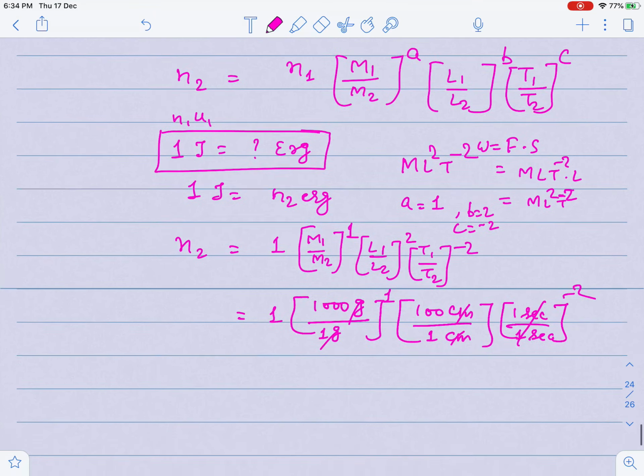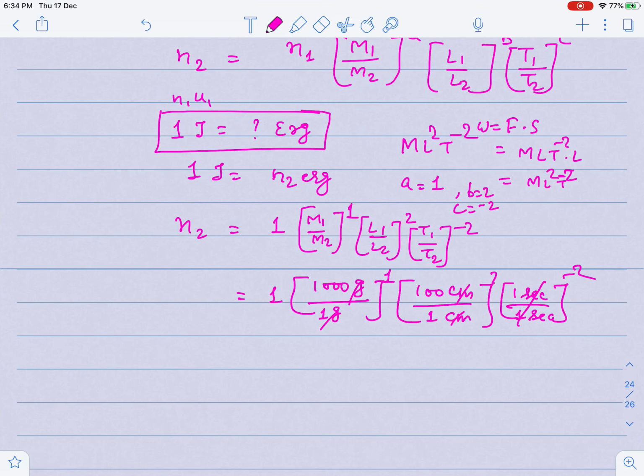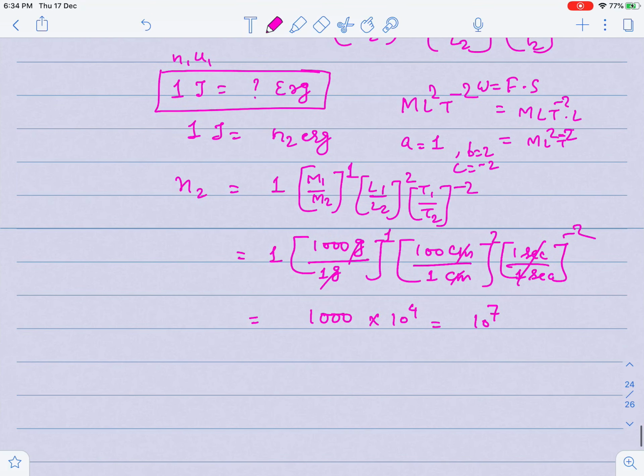Now, guys, gram and gram, centimeter and centimeter cancel, so this and this is squared. Don't forget to write the square, otherwise it will be the same as a fourth dimension. This is 1000 into 10 raised to the power 4, I can say, because 10 squared whole squared, 10 raised to power 7. Now can I write, guys, n2 I got 10 raised to power 7, so 1 joule is equal to 10 raised to power 7 erg.